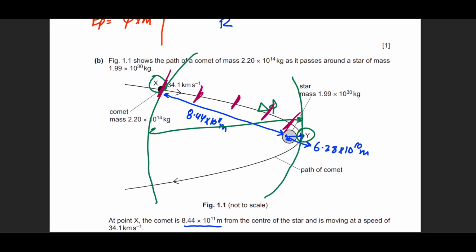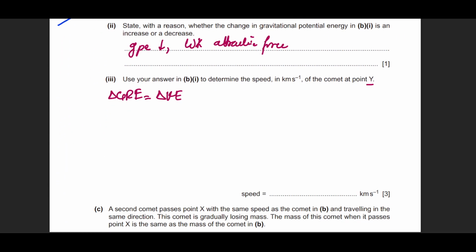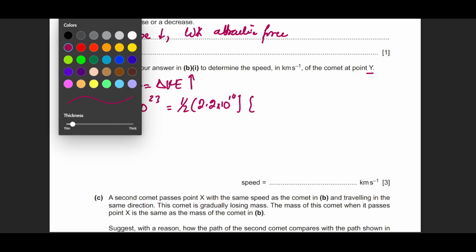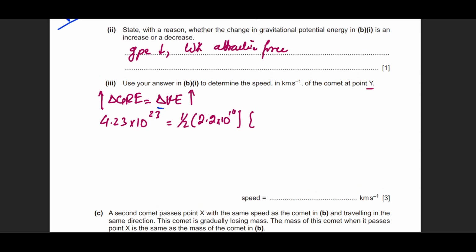Why? Because previously it already has a speed of 34.1. It already possesses some kinetic energy. So whatever we have invested in terms of gravitational potential will show up in terms of an increase in kinetic energy. So the change in gravitational potential has been found in the previous part as 4.23 into 10 raised to power 23. The change in kinetic energy will be half m, which is 2.2 into 10 raised to power 14. But here is the tricky part. Since you're finding the change, it would have been half mv squared minus half mu squared, final kinetic energy minus initial kinetic energy.